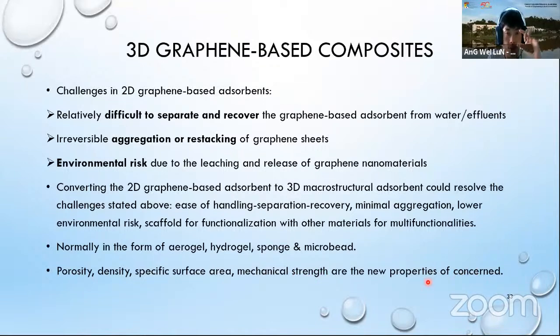Because if we want to make sure that these 3D adsorbents can be used, we have to make sure that they are highly porous. If the porosity of the structure is not that high, then the removal efficiency will be much lower compared to the 2D materials. And it must be light. The density must be very low so that it won't be a problem for us to handle it.